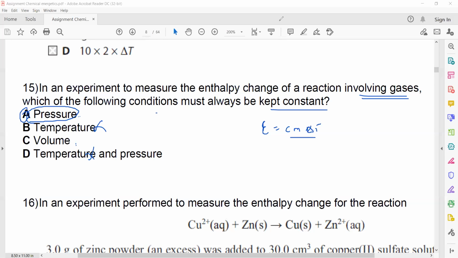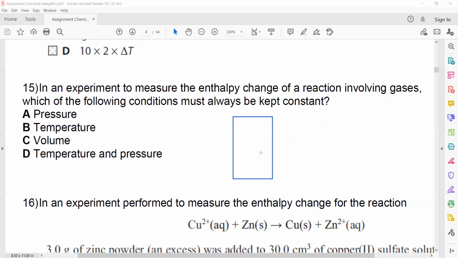Pressure will be kept constant, but what happens? The volume will change as the temperature changes. As we know, according to Charles' law, the volume and temperature are directly proportional to each other. So how do we keep the pressure constant? By keeping a constant force, for example, a 10 Newton force on a unit area.